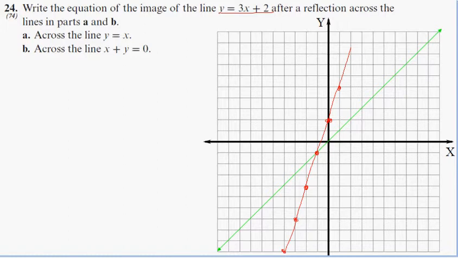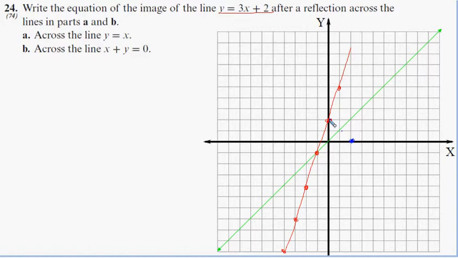Let me make the next one blue so we can see that. We want to reflect this line across the green line. So the red line is basically being reflected across the green line. From this particular red point, do you see that it is exactly up 1 over 1? So let's go down 1 over 1. So this is the reflection of this.